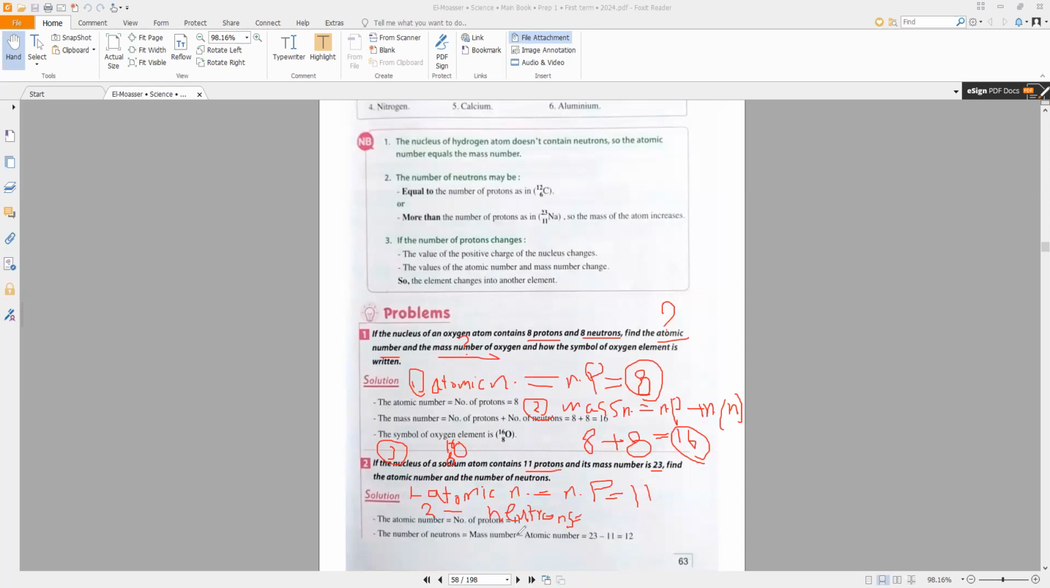There is a law to calculate the number of neutrons. The number of neutrons equals the mass number minus the atomic number. The mass number equals 23, minus the atomic number, which we calculated now as 11. So 23 minus 11 equals 12 neutrons. Okay, this is problem number two.